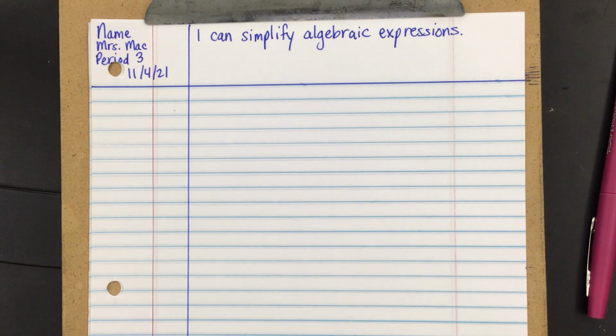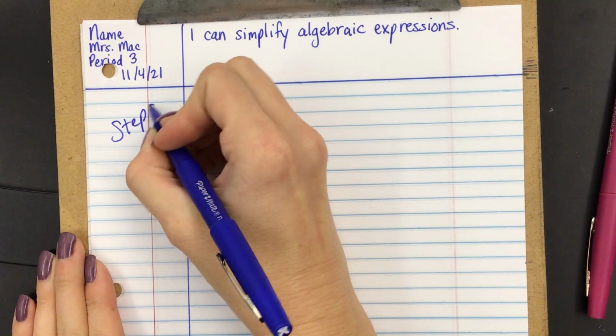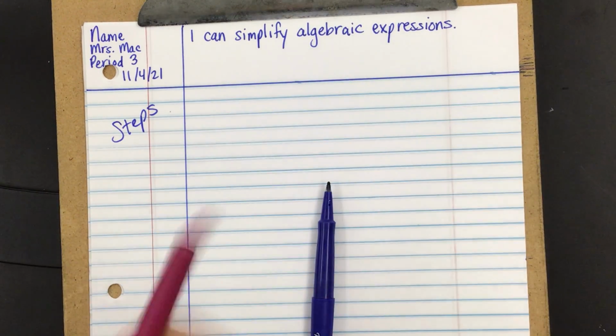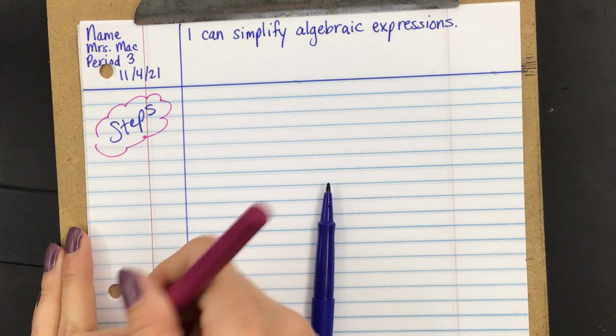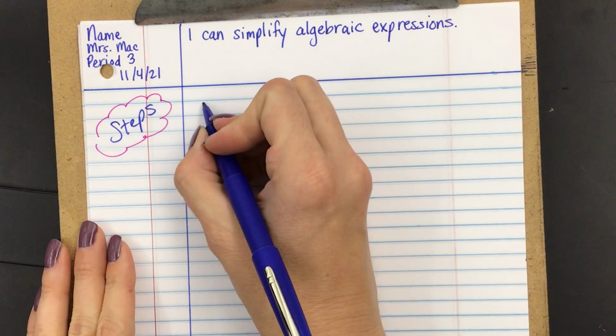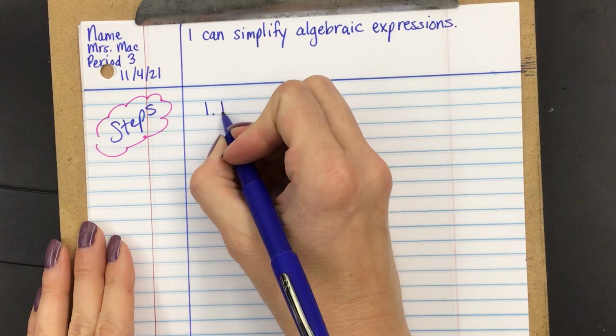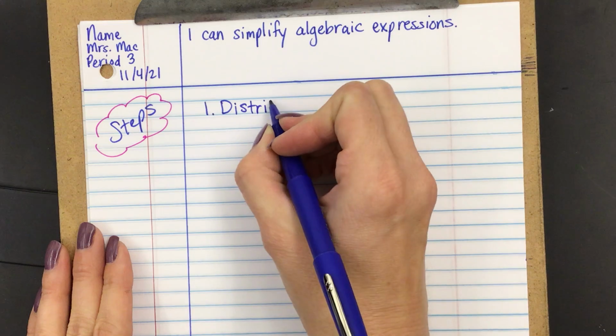Quickly write down the steps for simplifying expressions. It's very basic, but it's good to make sure you have it written somewhere so you can remember it. Okay, step 1 is always going to be to distribute.